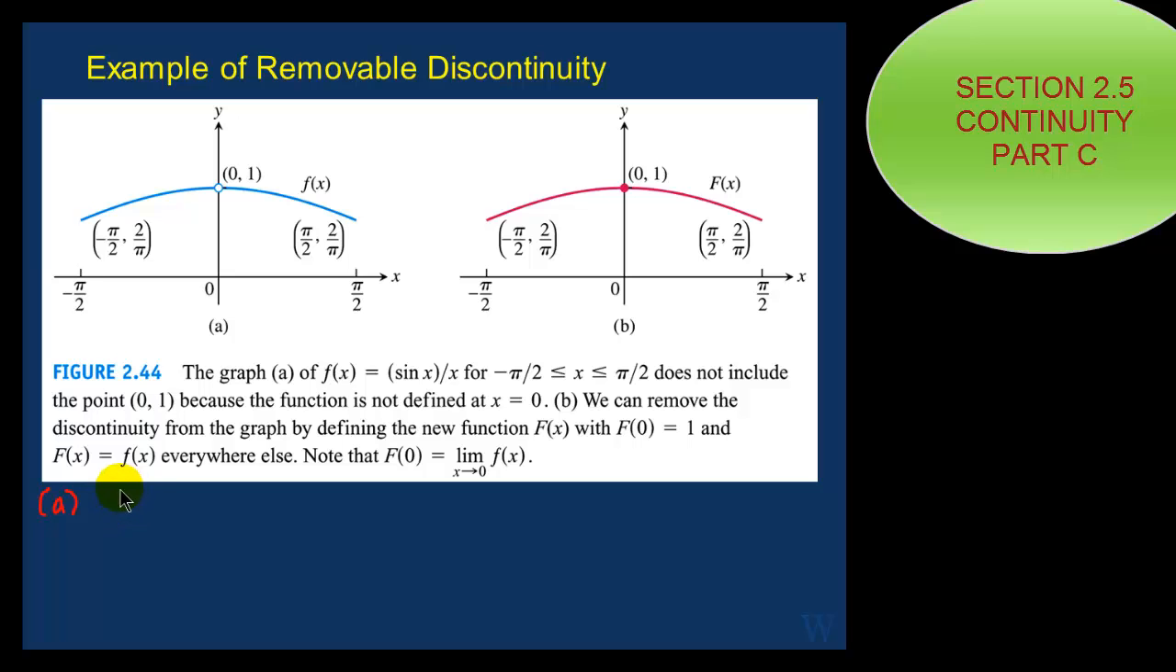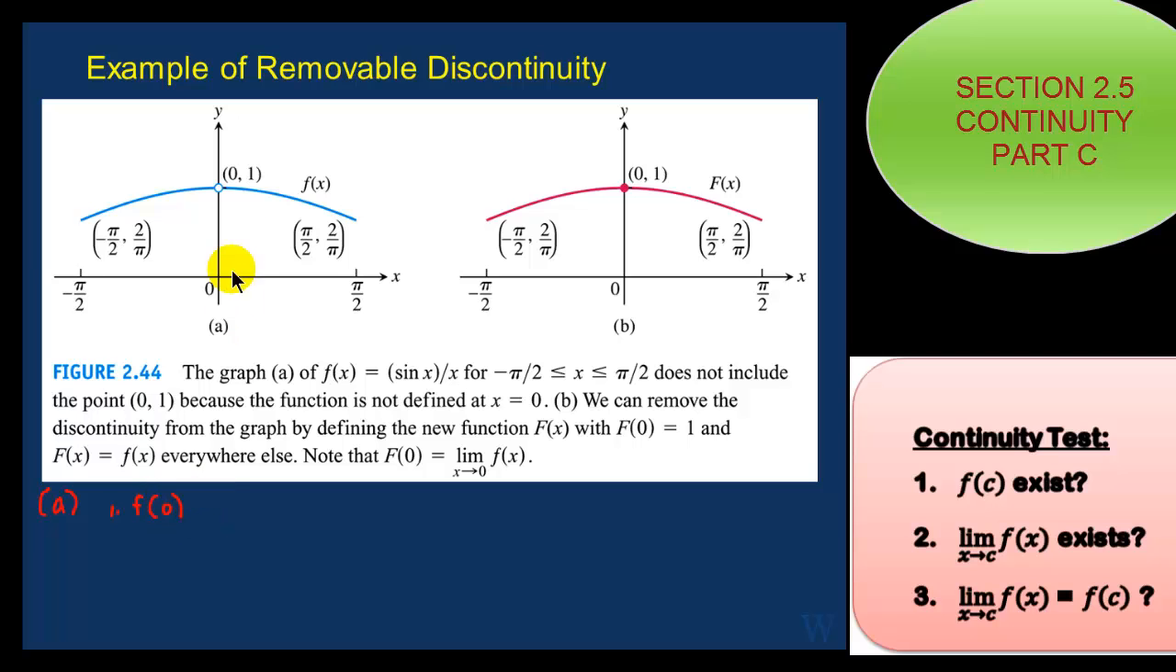First of all, what is f of 0? Well, what's f of 0? Uh-oh, it does not exist. Number 2, what is the limit of f of x as x approaches 0? Okay, as x approaches 0, coming from the left and coming from the right, where do our y values approach? I'm going to 1 from the left and from the right. So the limit is 1.